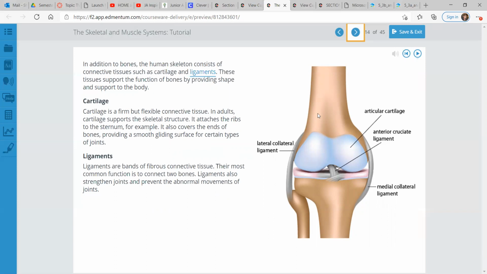Ligaments are bands of fibrous connective tissue. Their most common function is to connect two bones. Ligaments also strengthen joints and prevent the abnormal movement of joints. You can see that here.